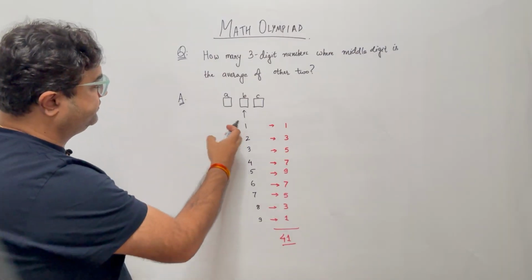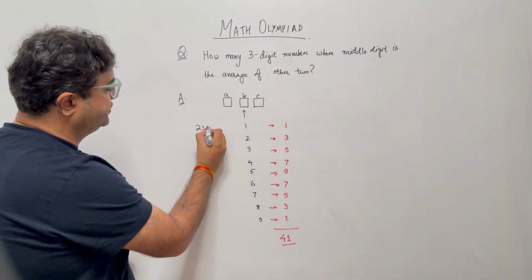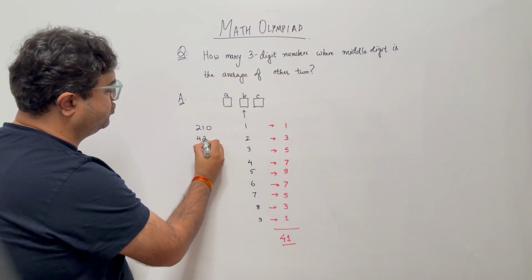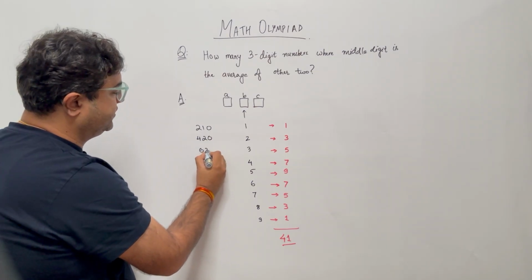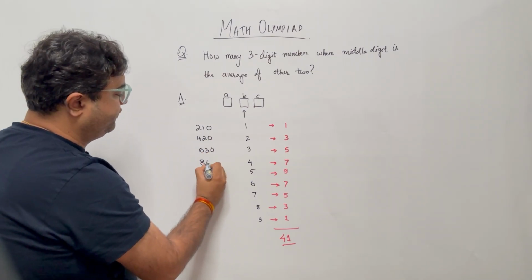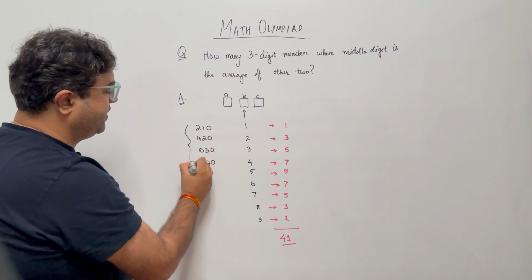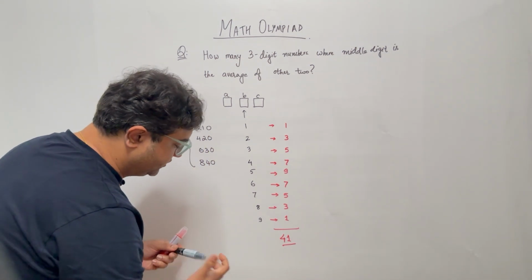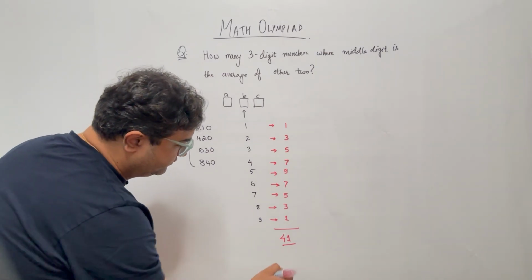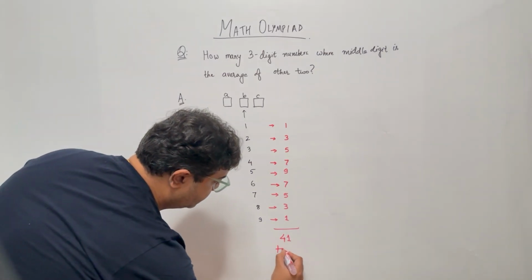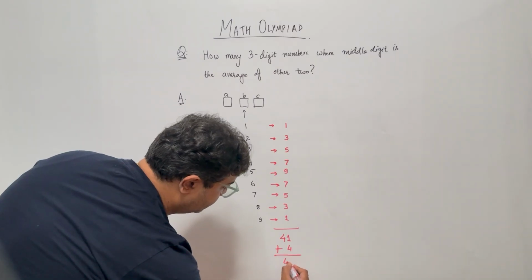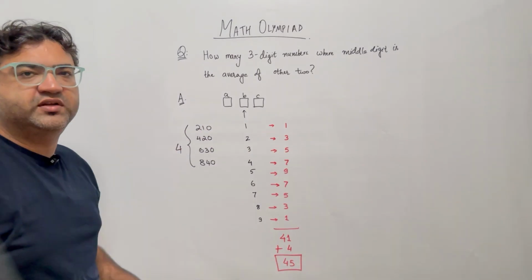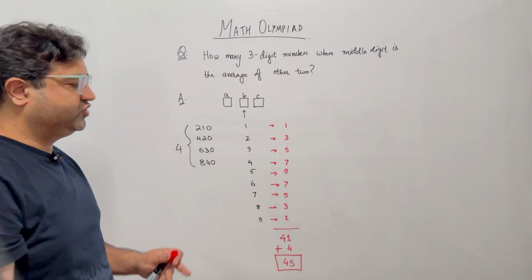So there are 4 additional combinations here, which are 210, 420, 630, and 840. These are the additional 4. So we have to add 4 to this. So there are a total of 45 combinations which are possible. So this is our answer.